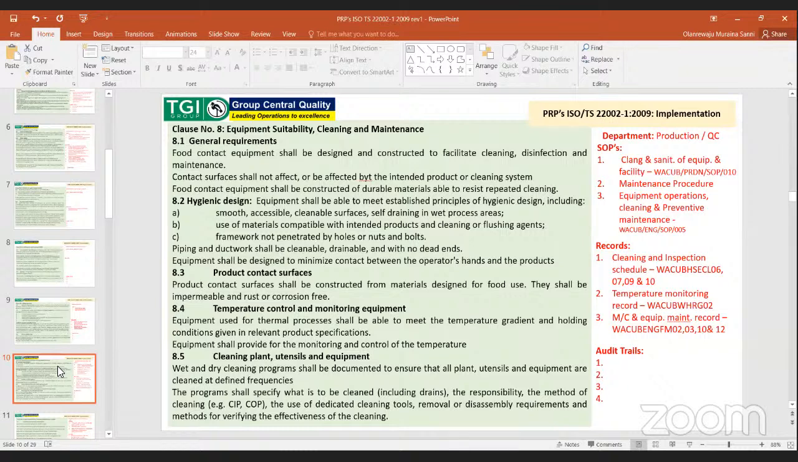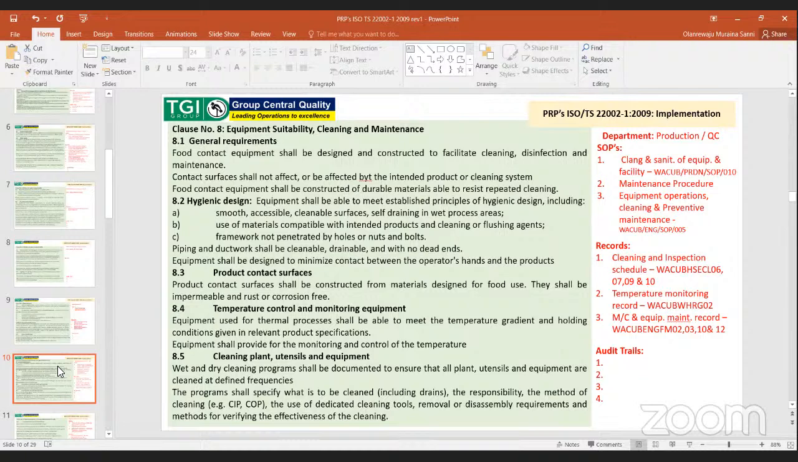So, just like we have records in place, we have the cleaning and sanitation of equipment, where the procedure explains how we are going to clean our equipment. We have maintenance procedure for the engineering department. We have equipment operation and cleaning and preventive maintenance, which is also engineering department. Records available, we have the cleaning and inspection schedule, which is WAKIB HSC CL06, 07, 09, and 10.